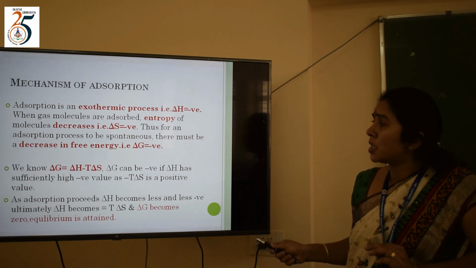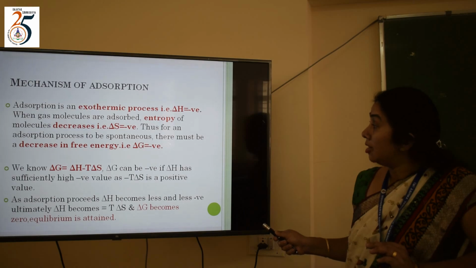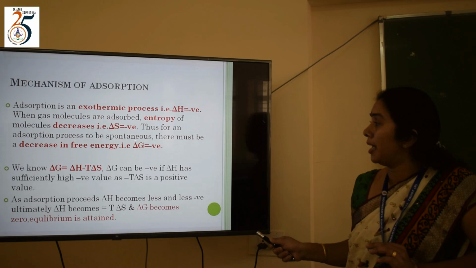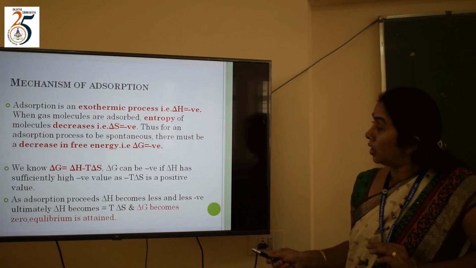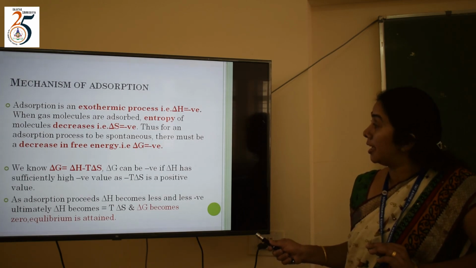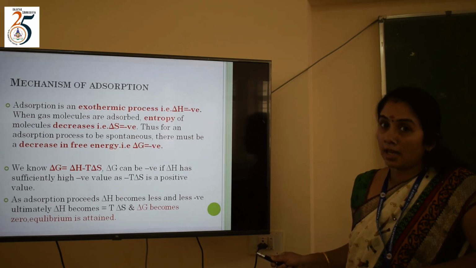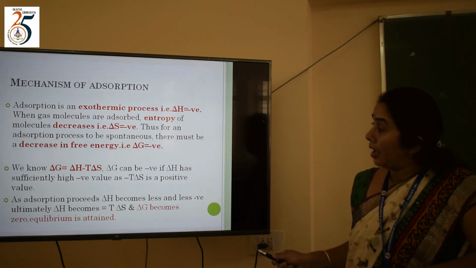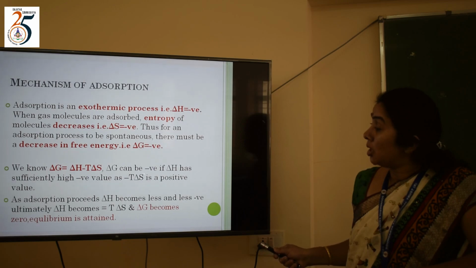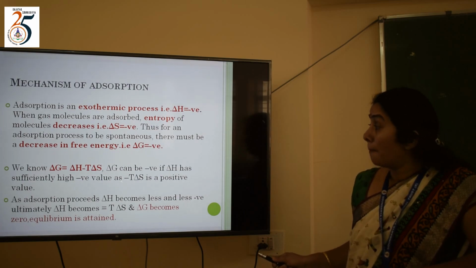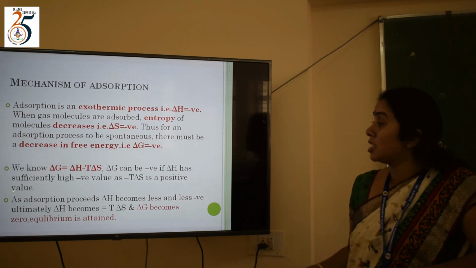Thus, for an adsorption process to be spontaneous, there must be a decrease in free energy. Delta G also should be negative. Okay. So you know the relation between delta H, delta S and delta G. Delta G is equal to delta H minus T delta S. And for delta G to be negative, delta H has to be a sufficiently high negative value, because minus T delta S is a positive value.